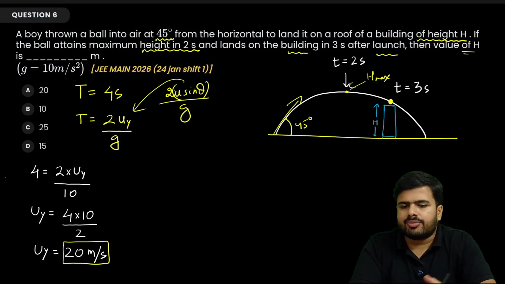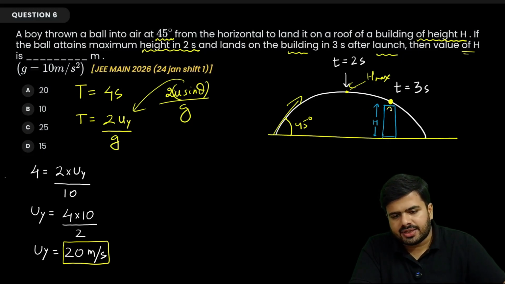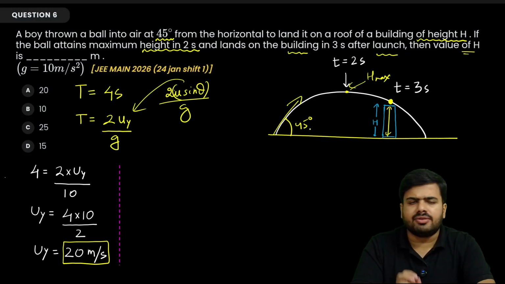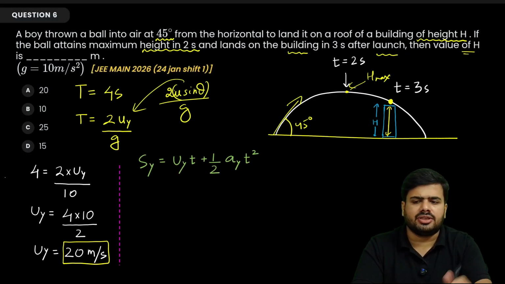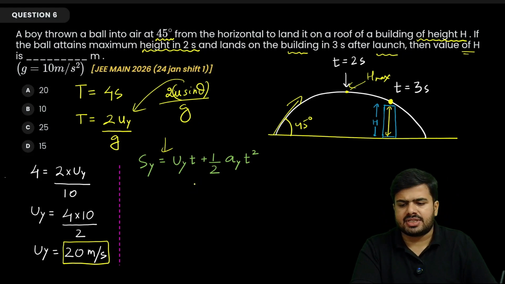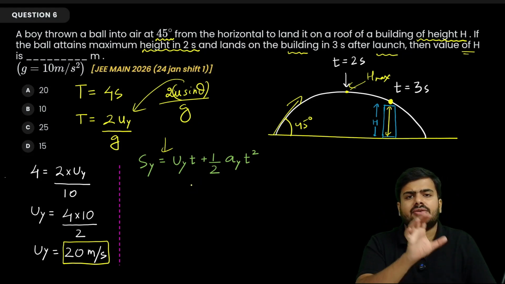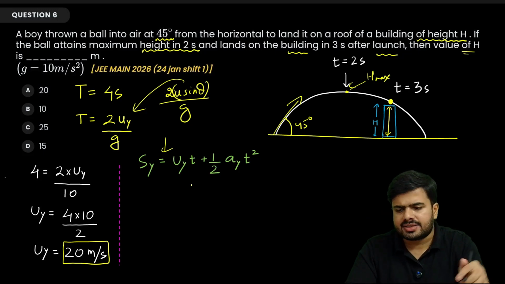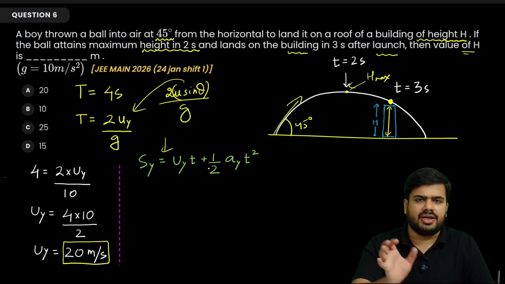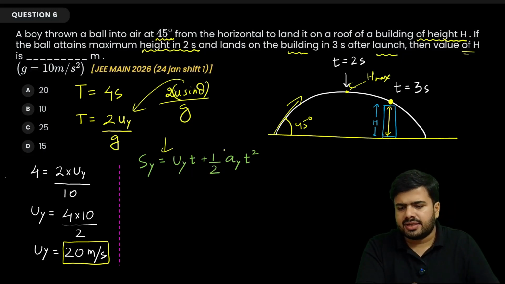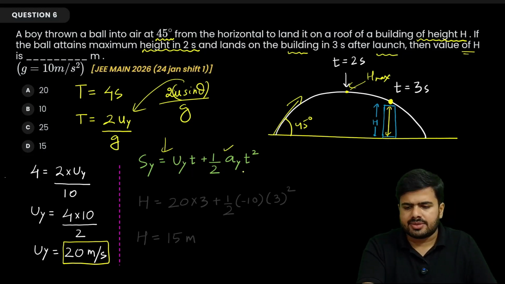Further we have to find out the height of this building. This building's height we have to calculate. Simple, here we can apply the equation of motion, s equals ut plus half at square. I am going to apply it only along the vertical y direction. So we have written everything along the y direction: displacement along y, initial velocity along y, acceleration also along y. So substitute the values here.